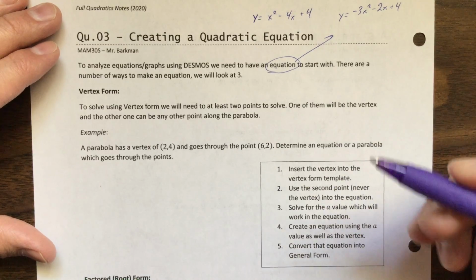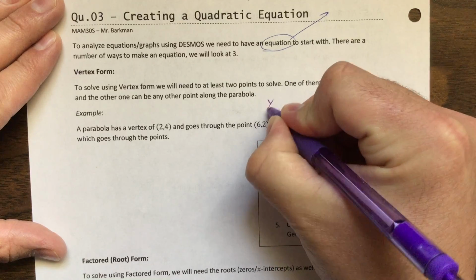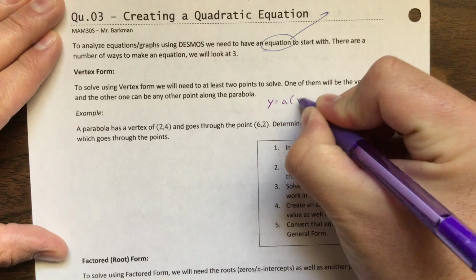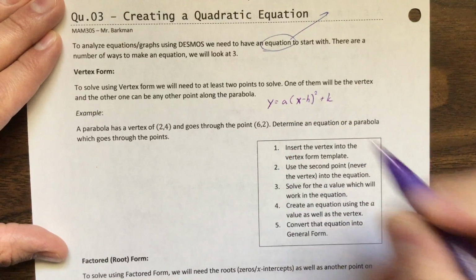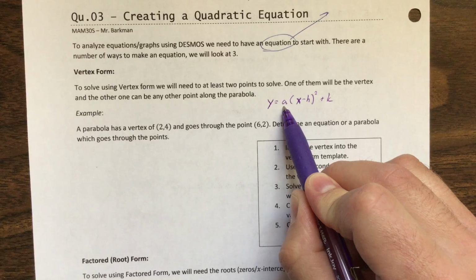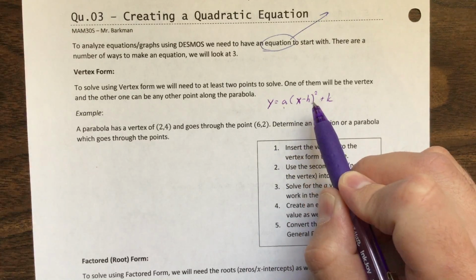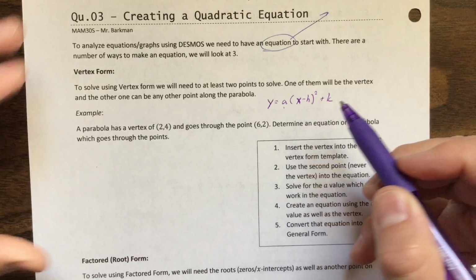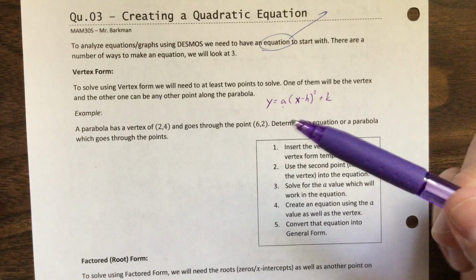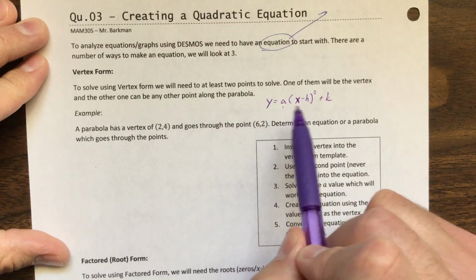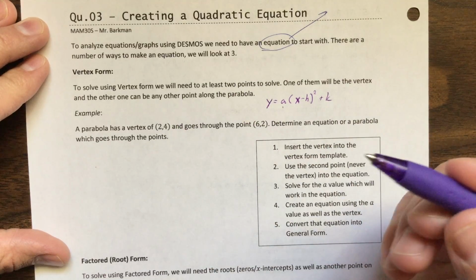So the first one we're going to take a look at is vertex form. Now remember that vertex form is y is equal to a(x minus h) squared plus k, where a is going to represent how wide or narrow our graph is, and if it opens up or down, and h and k represent our vertex. So with this one, we need to know at least 2 points. We have to know the vertex, and the other one can be any other point that's along the parabola.